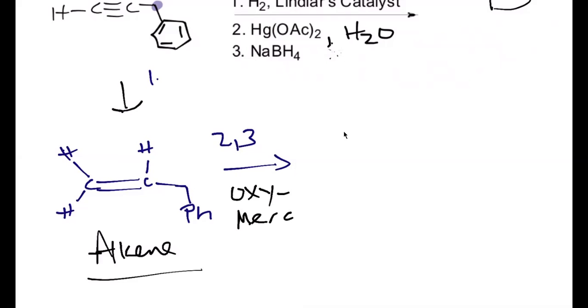Oxymercuration. Good. It's oxymercuration, which means what? What does it do to alkenes? It's making an alcohol. Make an alkene into an alcohol with Markovnikov regiochemistry. Is that right? Yes, sir. All right, so here's my product.